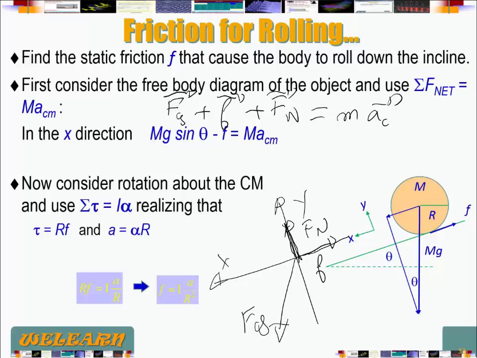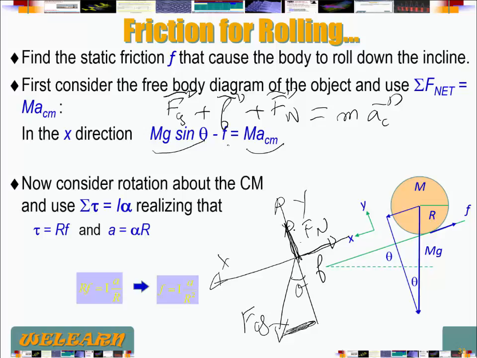Now, along the x, if this is theta, this is theta, we are going to have mg sine of theta, that's the component of Fg, minus F is equal to m times a center of mass. The normal force is not going to have any component. Okay, now we have that.